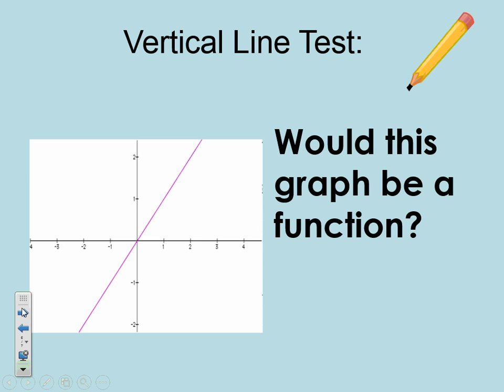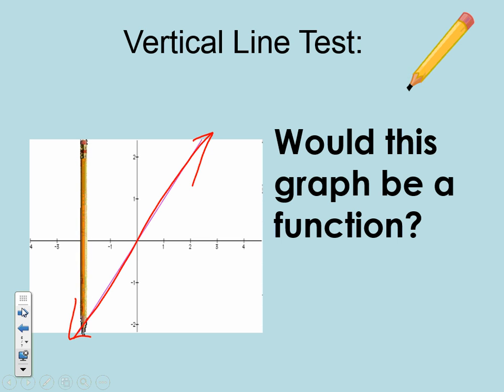So for an example, maybe sketch this in your notes. Just draw the axes and a quick line like this. You don't have to number it if you don't want to. But the idea being, would this graph be a function? Rather than make a list of points, well, (1, 1), and (2, 2), and (1.5, 1.3), rather than make that list of points that would be on this line, we can just use the line itself and pass a vertical line. Vertical line, like a pencil.